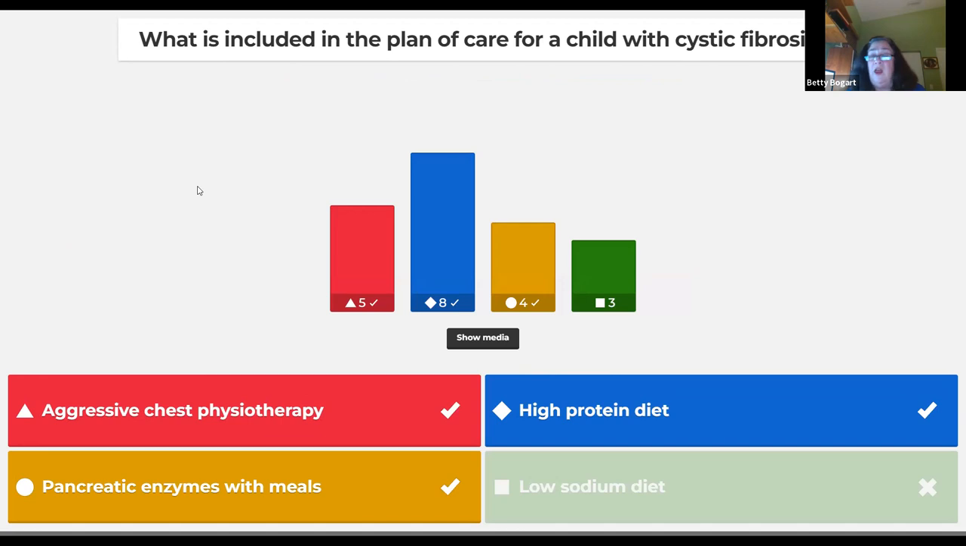So we've got to take care of those lungs. They're full of all of this thick mucus that we need to get out. They're in aggressive respiratory therapy with aerosols and chest physical therapy, chest PT like crazy, to keep the lungs open and going. Also, because of their inability to absorb nutrients, they have to take pancreatic enzymes with meals. And because they're losing fat, they're on a high protein diet. It helps replace that. And remember, they're going to be on higher calorie formulas or a supplement in breast milk to give them more calories. But a regular sodium diet, because they're losing salt in their sweat, remember?